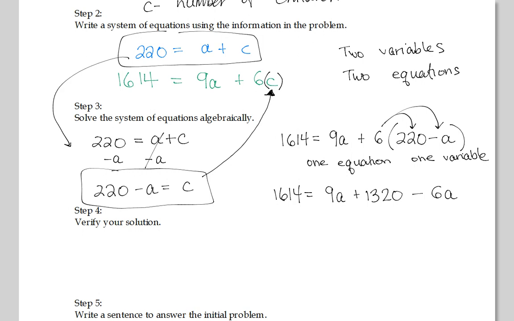When solving linear equations, you have to have the variables on one side and the numbers on the other. So subtract the 1,320 and combine like terms. 9 apples take away 6 apples gives 3A on the right. 1,614 take away 1,320, using my calculator, is 294. 3 groups of something gives you 294, so divide by 3.